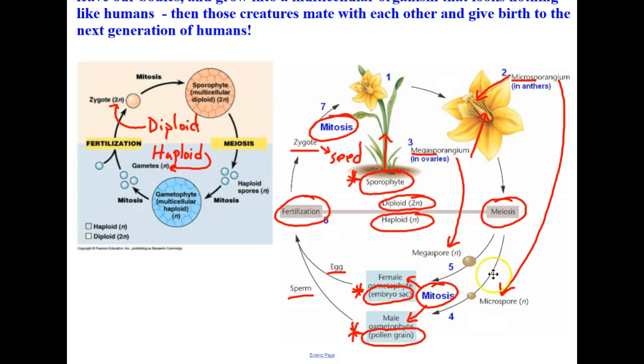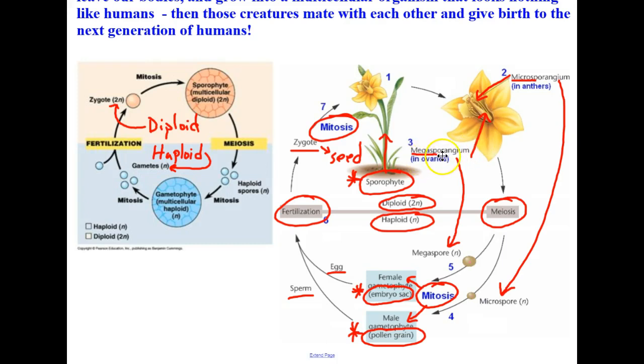I like this diagram over here on the right even better, because it shows you more accurately, using a flowering plant, an angiosperm, the process of alternation of generations. Let's start with this sporophyte, which is the flower, what we call the flower itself. And these are all labeled steps 1 through 7. In the flower, we have microsporangium, which are produced in the anthers, the male reproductive organs in the flower. More on this to come later in another lesson.